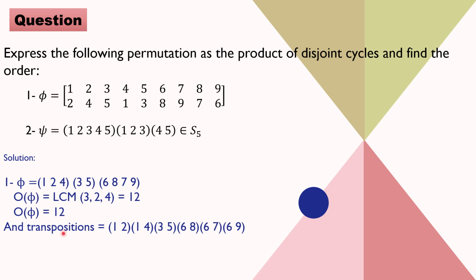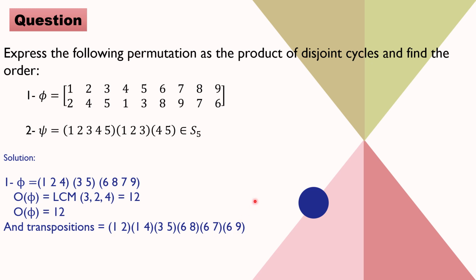Now, what are the transpositions? How do you get the transpositions from the disjoint cycles? It will be (1 2), (1 4), (3 5), (6 8), (6 7), and (6 9). How many transpositions did we get? 1, 2, 3, 4, 5, and 6.